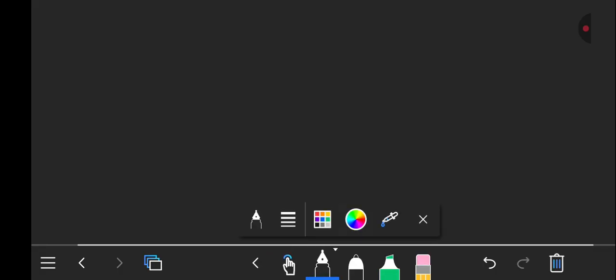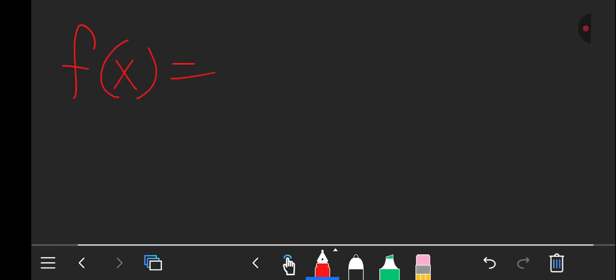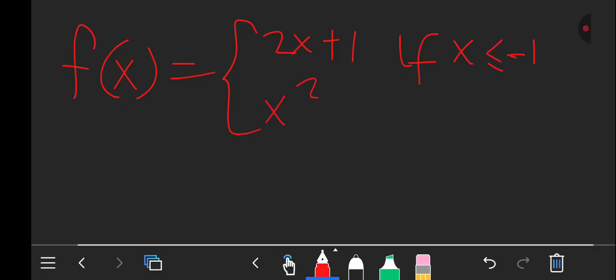So let's say I have a certain function. Let me say the function I have is f of x. This is a piecewise function. I'll say 2x plus 1, if x is less than or equal to -1. Then I'll also say x squared minus 2, if x is greater than -1.